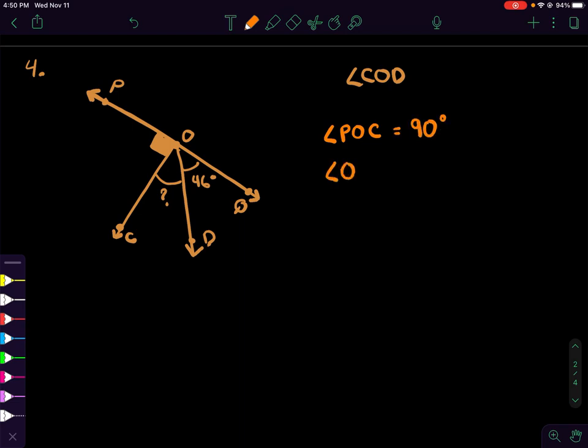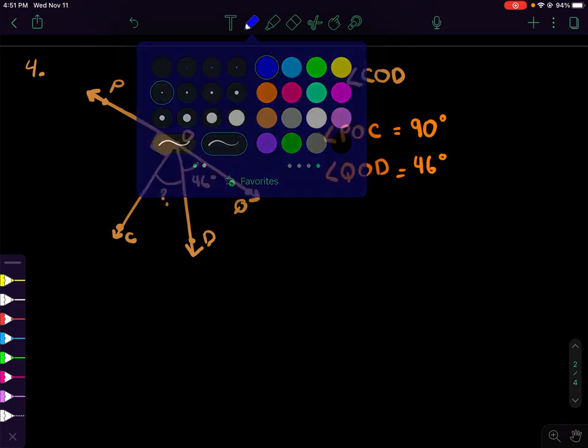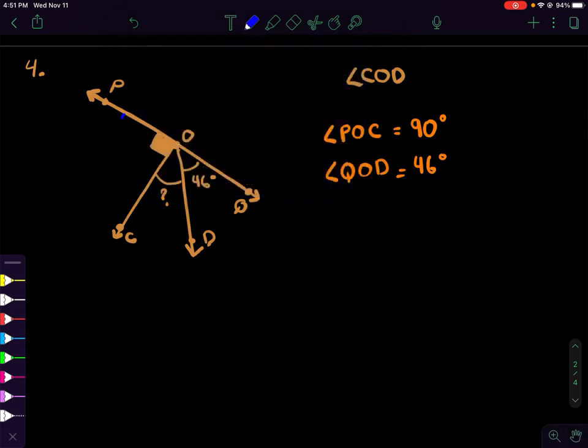We know the angle QOD is 46 degrees. What else do we know? All the angles are in a line, so we can use the rule that applies on a line, which means the total amount of the angles altogether is 180 degrees. So that's another important information that we need to use in this question.